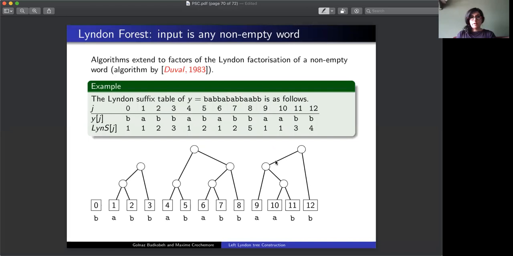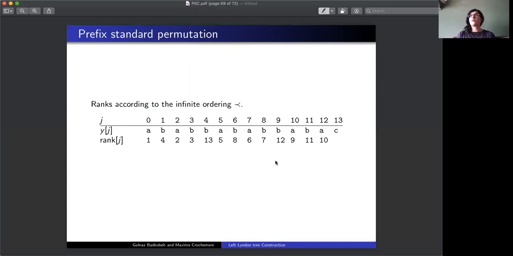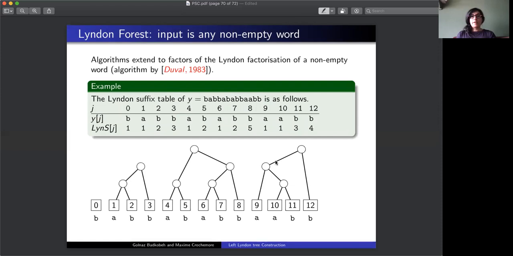Right, so because of these properties, we showed why our algorithm makes and processes this node exactly in the order of the prefix standard permutation. And we managed to extend our algorithm so that the input doesn't have to be a Lyndon word. It factorizes the word into Lyndon words and then makes the Lyndon forest instead of a Lyndon tree.